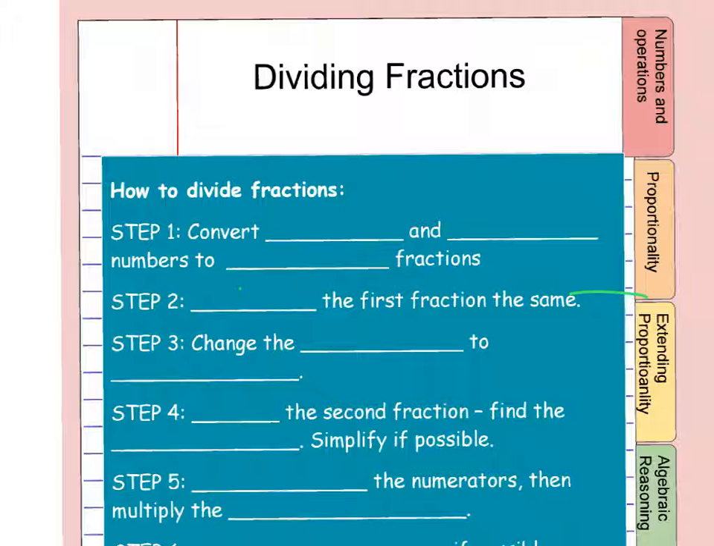Okay, so when we are dividing fractions, the first step is to convert whole and mixed numbers into improper fractions. That step should sound familiar because that was the first step in multiplying. Okay, so the same thing. We don't want to have whole numbers. We don't want to have mixed numbers when we are multiplying or dividing.